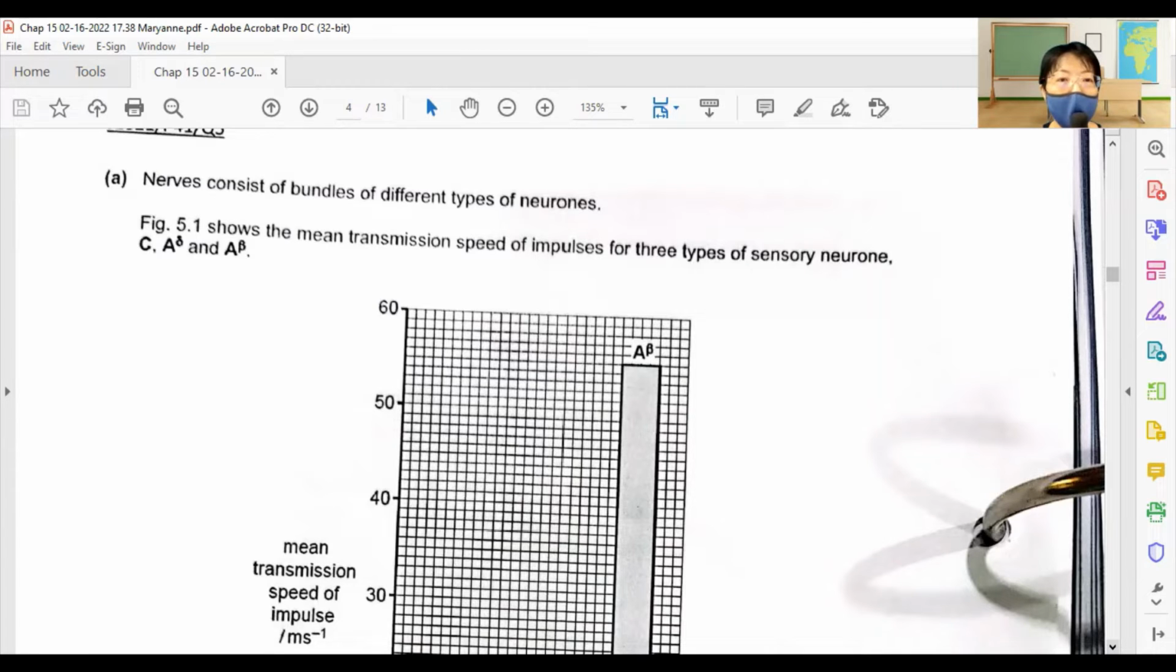So figure 5.1 shows the mean transmission speed of impulses for 3 types of sensory neuron. So they label it C, A delta, and A beta. So 3 sensory neuron and the speed of transmission.